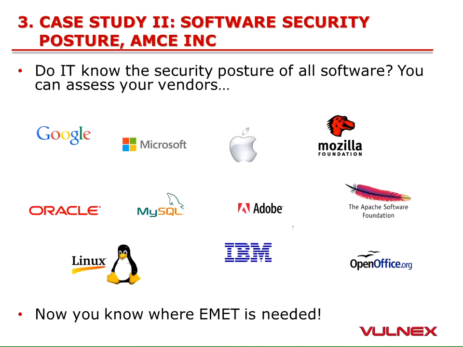Another thing we started doing is a catalog. We started getting all the software we can get. For example, you have a lot of software in your enterprise from all these vendors. Here we have some of the top vendors, like Microsoft, Apple, Oracle, IBM. I'm sure many of you have products from these vendors in your house. But do you really know the security of those products? No, you don't.